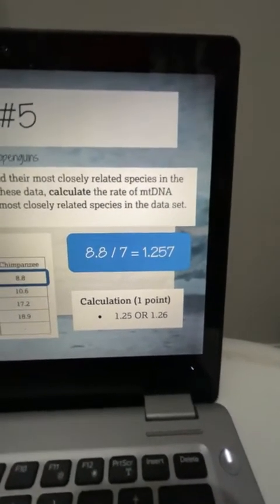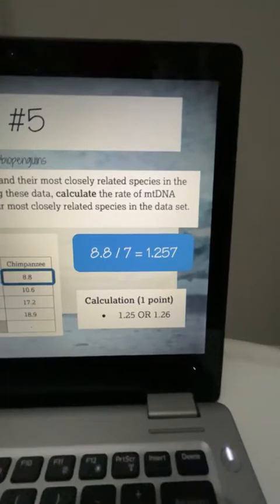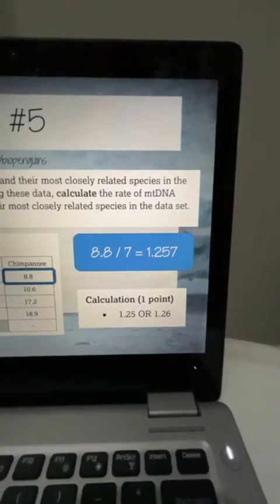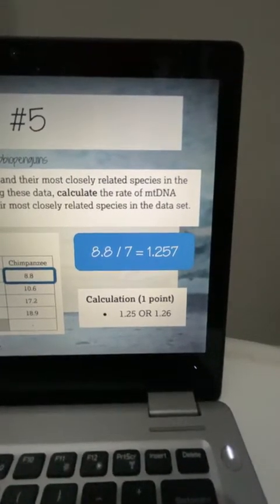They did give you a little bit of leniency, and if you put 1.25, you would have still gotten credit in case you don't know how to round, and you just drop that 7. But the answer should have been 1.26, okay? So simple math, nothing too crazy there. It was just a proportion, right?